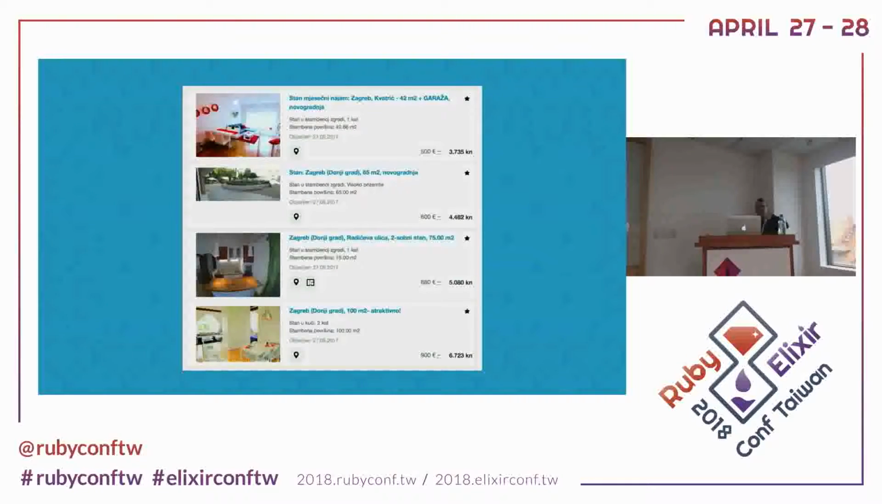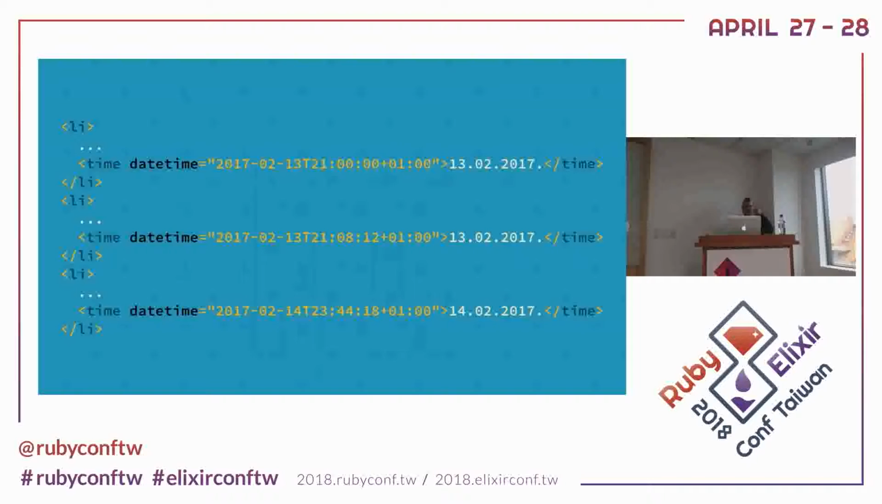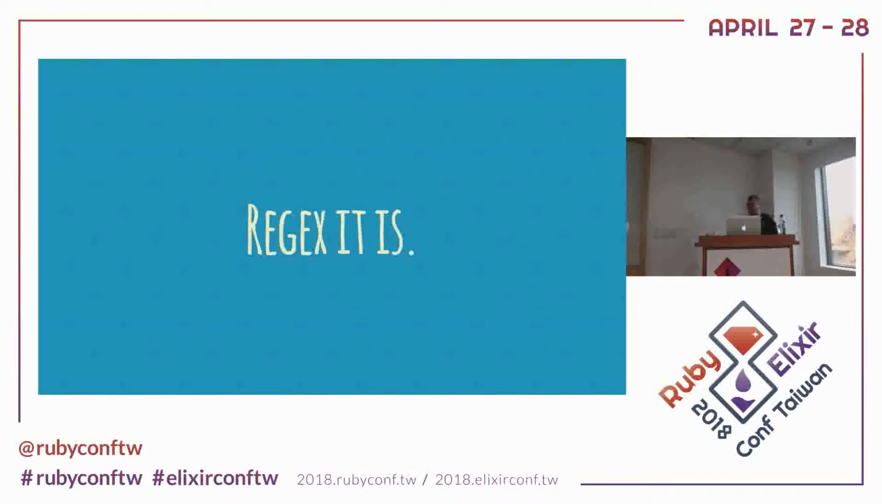However, I looked at the HTML content, and I realized that each of these listings has a time element with the datetime. That's basically a timestamp of when the apartment was released. And I looked at it and said, okay, against all of my beliefs, I'm actually going to use regular expressions to tackle this. So I'm going to show you the Ruby bot code.